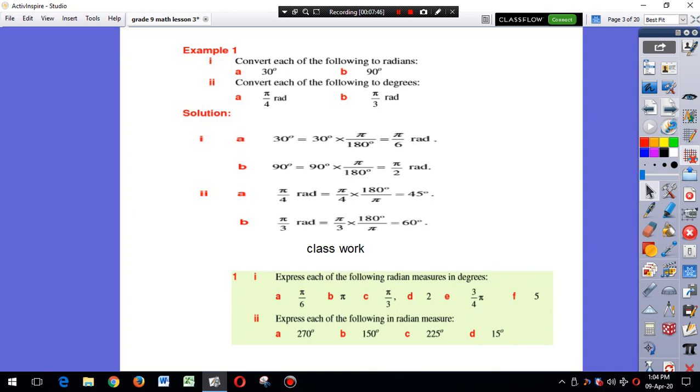By using this example, we are expected to do the next classwork. The first question, Roman number 1: express the following radian measures in degrees. So don't forget that in order to convert radian into degree, we will multiply by 180 degrees over pi. And again, in the second question, Roman number 2, we are asked to convert into radian measure. So you will use the second method, that is multiplying the given degree form by pi over 180 degrees. I think it is easy.